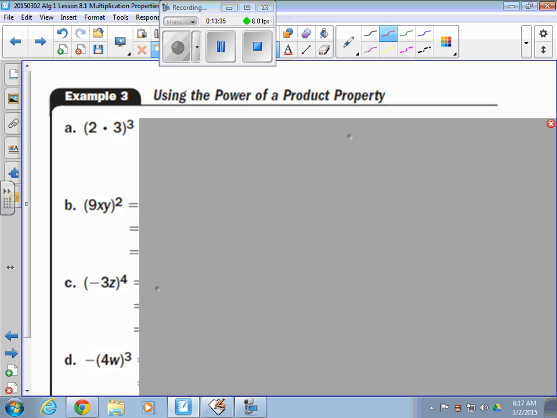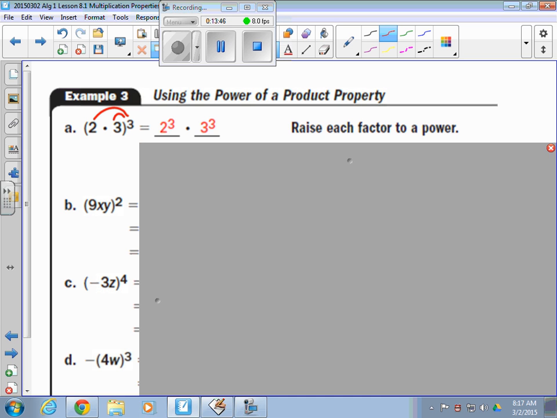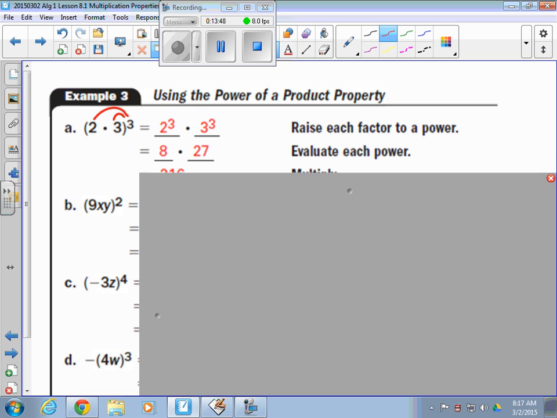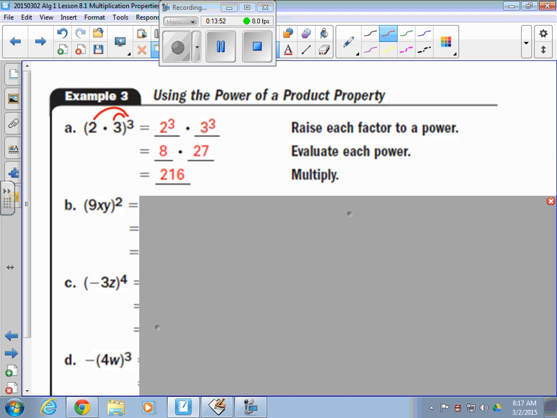But if you look at B, it says 9xy. You can't combine those to get something like the number 6. So if you have a situation like that, you do like the distributive property right there. It gives you 2 to the 3rd times 3 to the 3rd. 2 to the 3rd is 8. 3 to the 3rd is 27. And when you multiply 8 and 27, you're going to get 216.